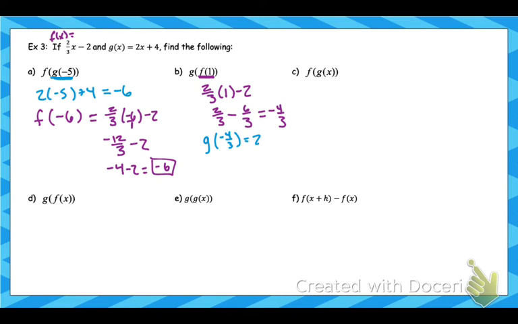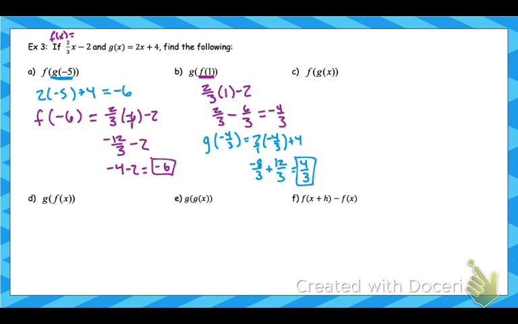So that's 2 times negative 4/3 plus 4. So that's going to be 2 over 1 times negative 4 over 3. So that's negative 8 over 3 plus 4. We'll get a common denominator. So I'll rewrite 4 as 12 over 3. And I end up with 4/3.